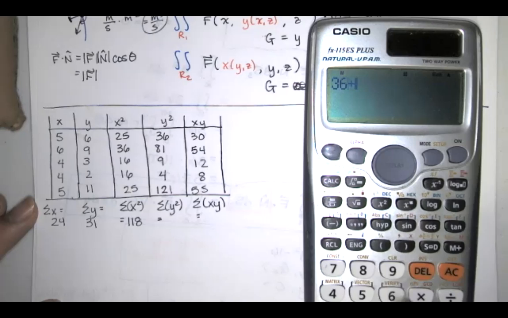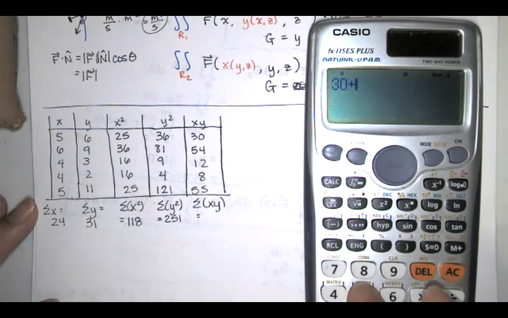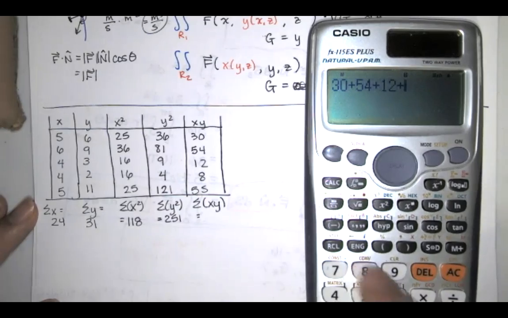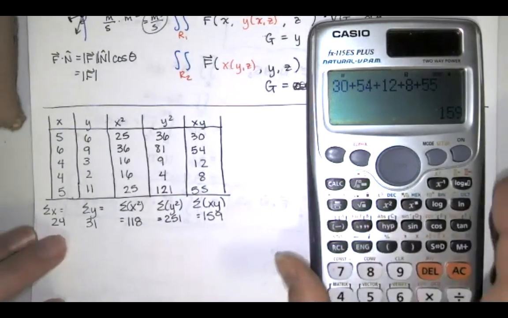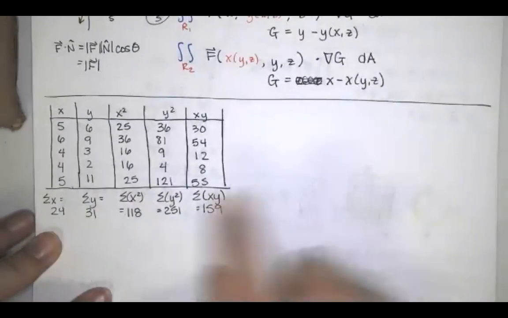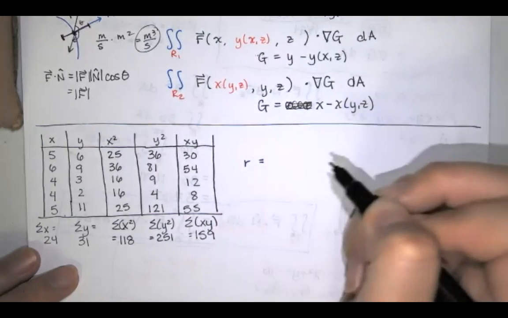Then we have 36 plus 81 plus 9 plus 4 plus 121. And then we have 30 plus 54 plus 12 plus 8 plus 55. Okay, now these are values that we need in our formula for r. So r is given by this.